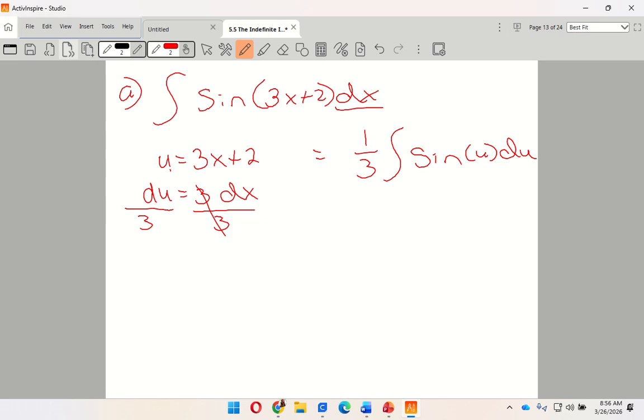Now I can take the integral of that. What is the integral of sine? Negative cosine, because I'm working backwards on that circle, right? So it's going to be negative 1/3 cosine of u plus c. But do we know what u is? My u is that.